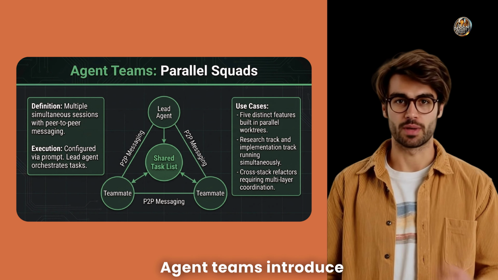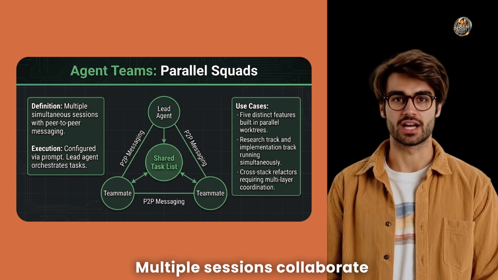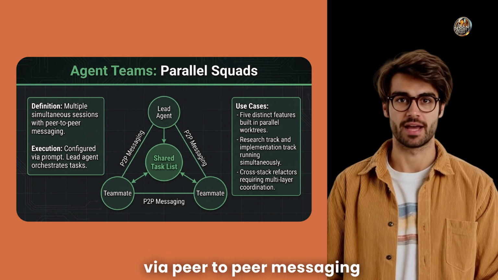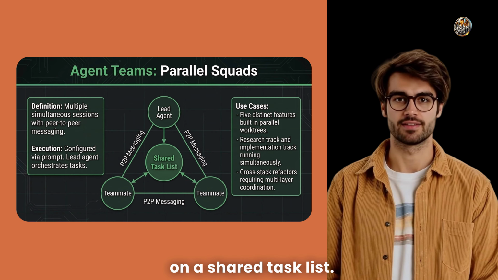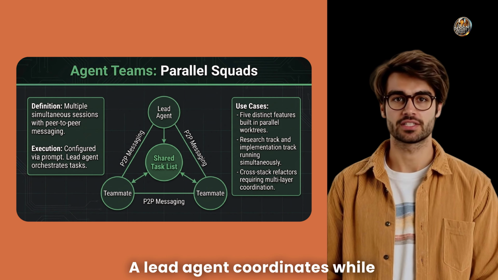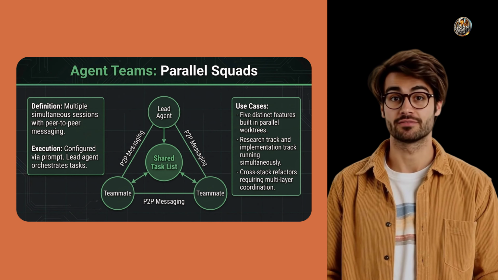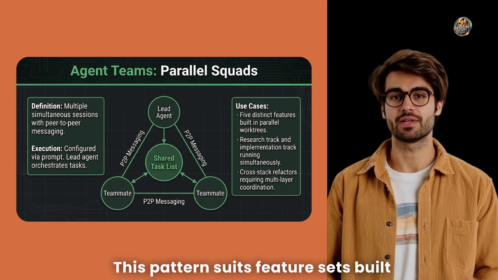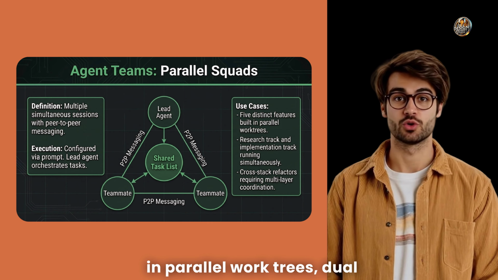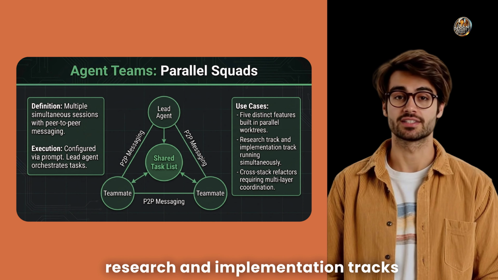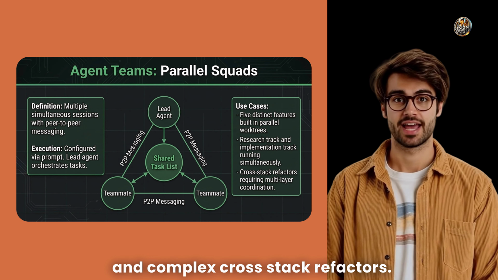Agent teams introduce parallel squads. Multiple sessions collaborate via peer-to-peer messaging on a shared task list. A lead agent coordinates while teammates execute in parallel. This pattern suits feature sets built in parallel work trees, dual research and implementation tracks, and complex cross-stack refactors.